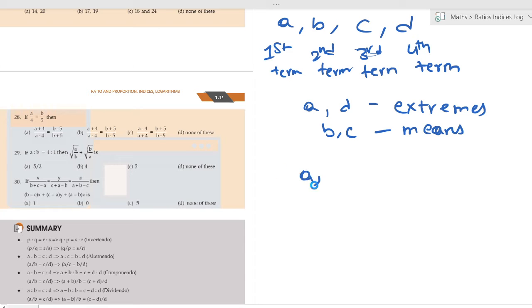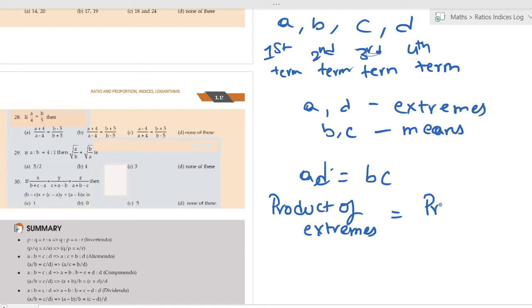So since AD equals BC, we say product of extremes equals product of means. In a proportion, the product of extremes, A and D, is equal to the product of means, B and C.